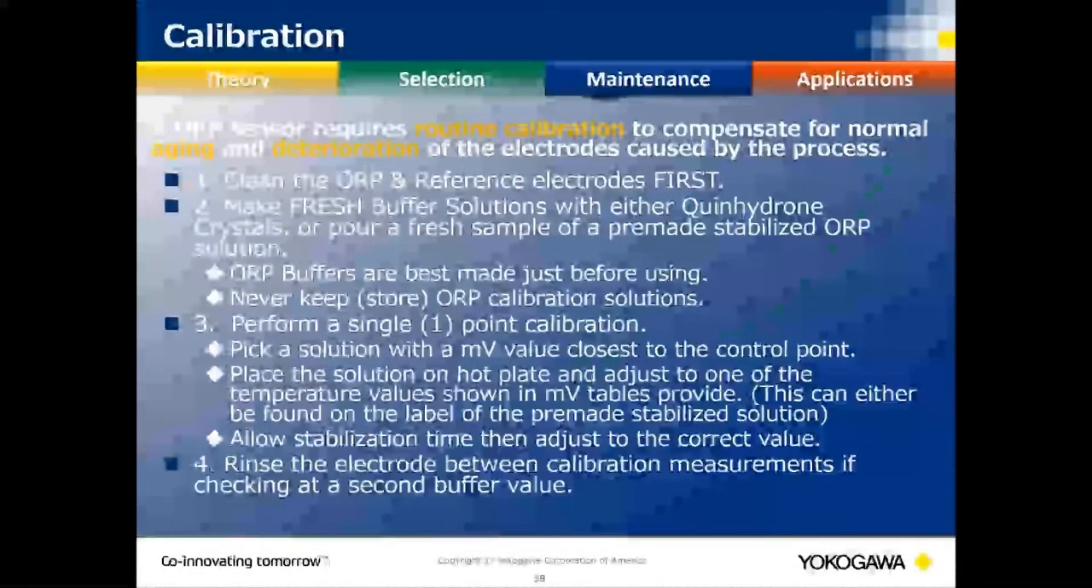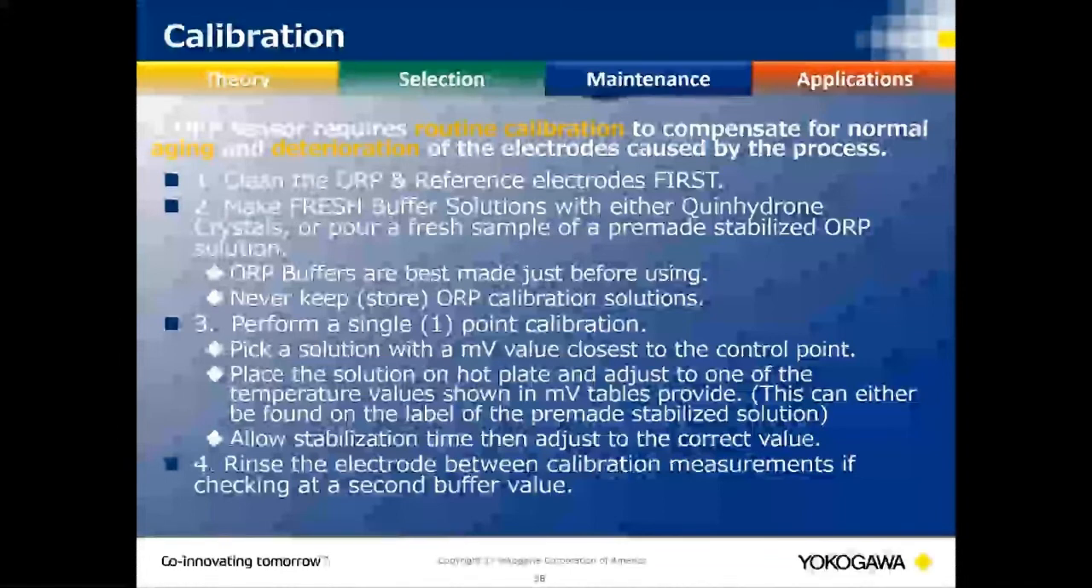You can do a grab sample cal if you want to, but if you do that, obviously the sample cal is going to be what your process ORP value is, so make sure you again pick a solution that is close to your ORP value, your measuring ORP value.